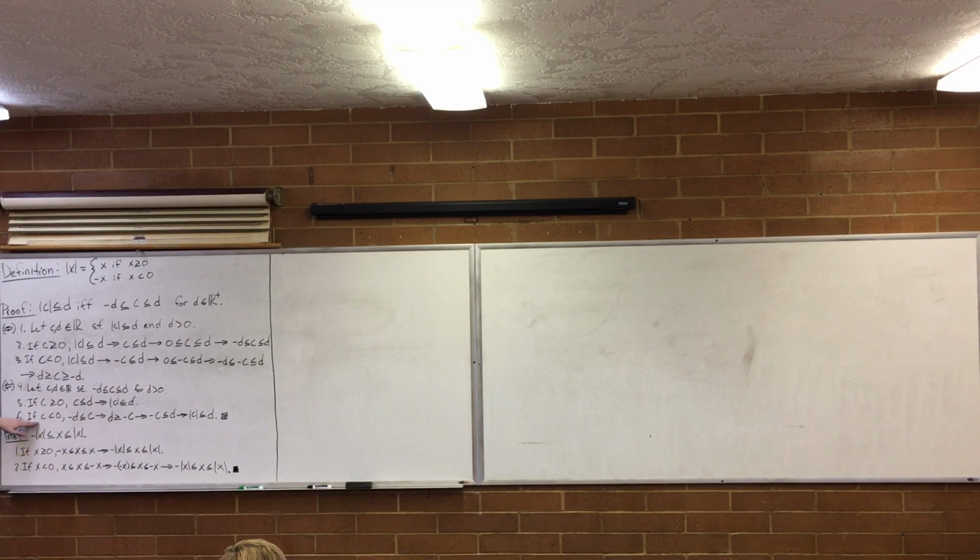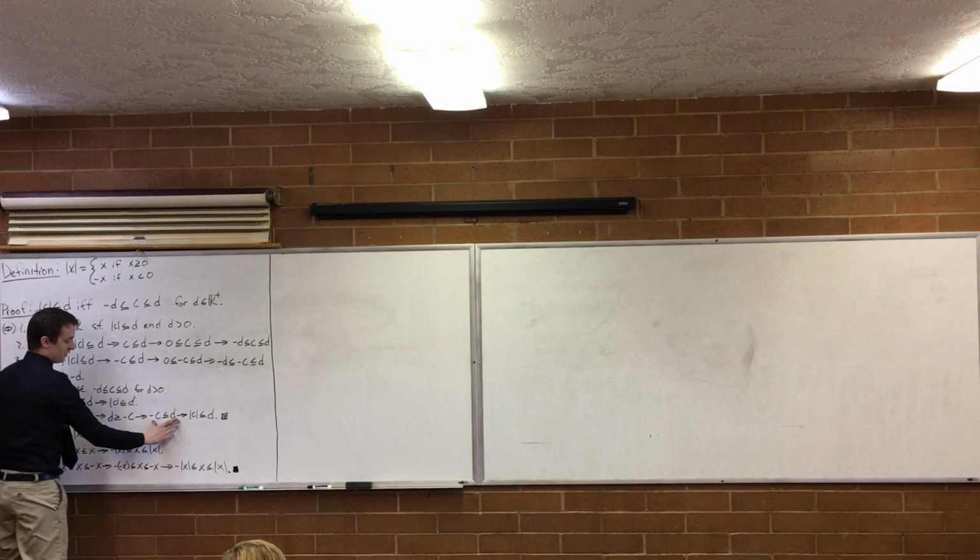Let's move on to the next one. If C is less than 0, start with the second half of this inequality that we assumed. Negative D is less than or equal to C is the same thing as multiplying both sides by negative 1 and flipping the sign. D is greater than or equal to negative C. You go with here to here? Alright, and then I'm just going to flip my inequality around. Here to here, I didn't do anything. I just changed the order. Good with that?